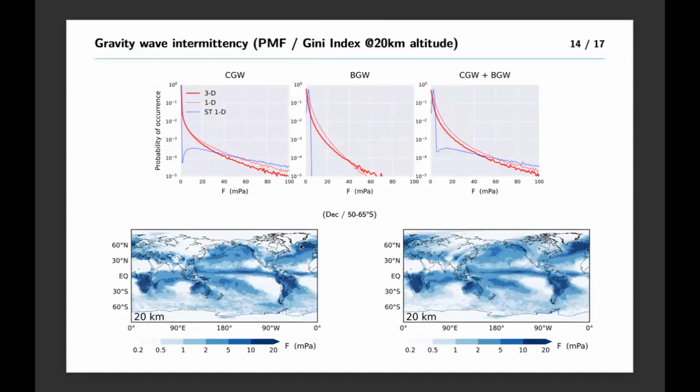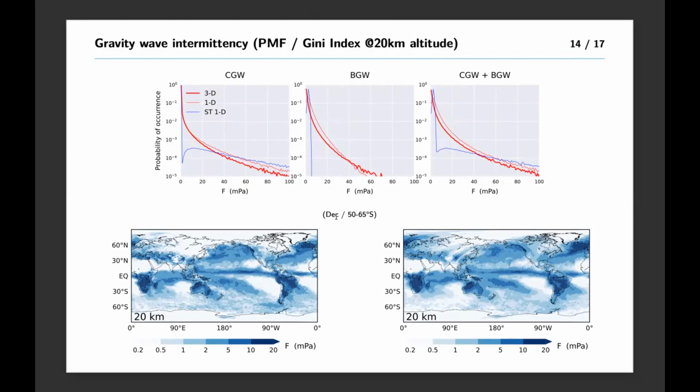Then another thing that atmospheric people always look at is intermittency. What you can see on the bottom is pretty much what you could see here, just that this is a snapshot, and this is an average over 8 years. On the left side, it's the 1D version. On the right side is the 3D version. They look fairly similar. However, if we look at the statistics of this, say we average around a band from 50 to 65 degrees south, and we look at how the probability of the occurrence of momentum fluxes changes.